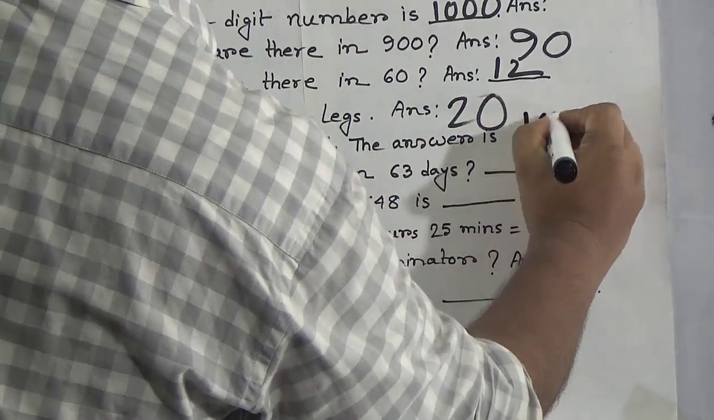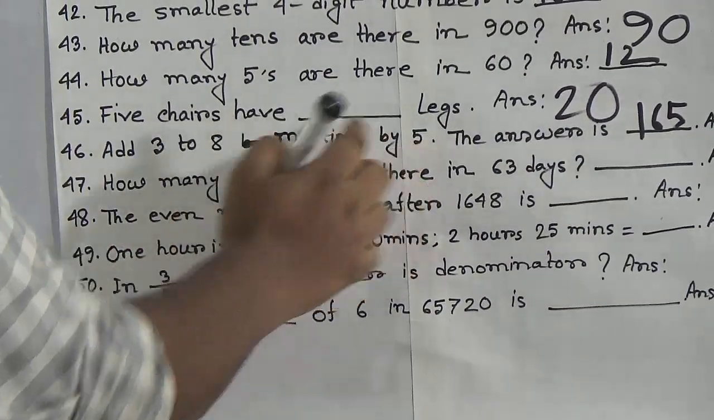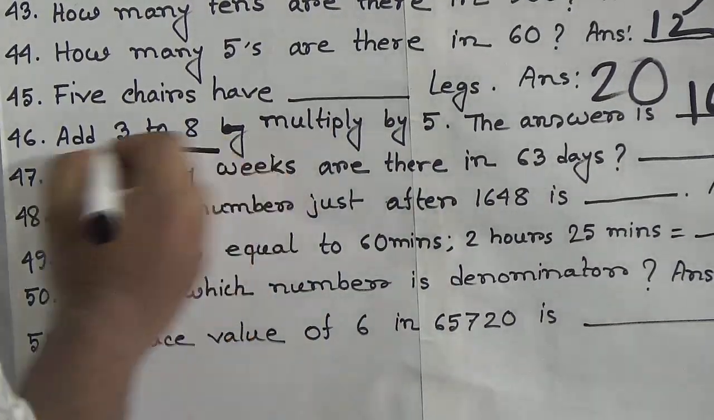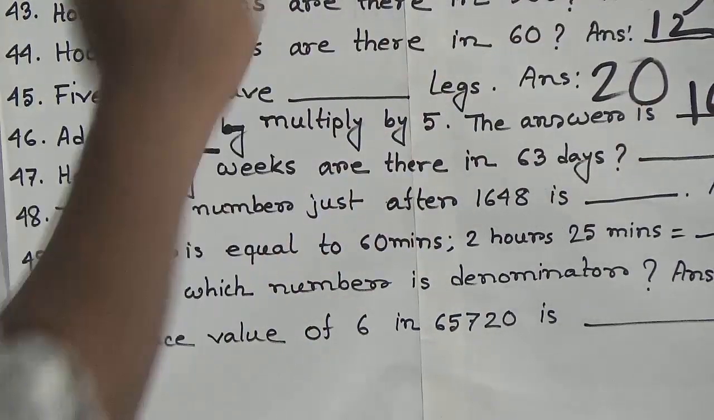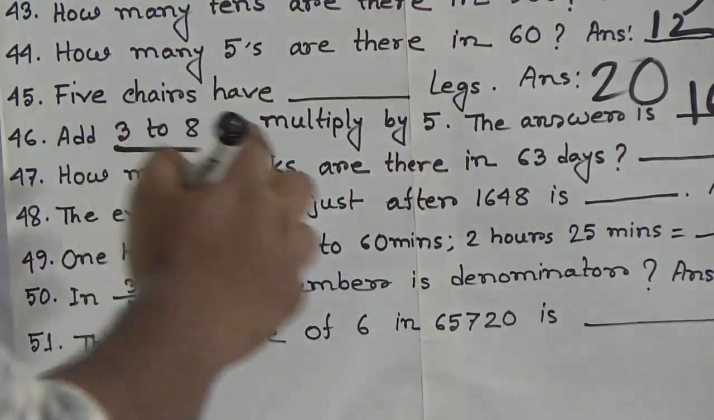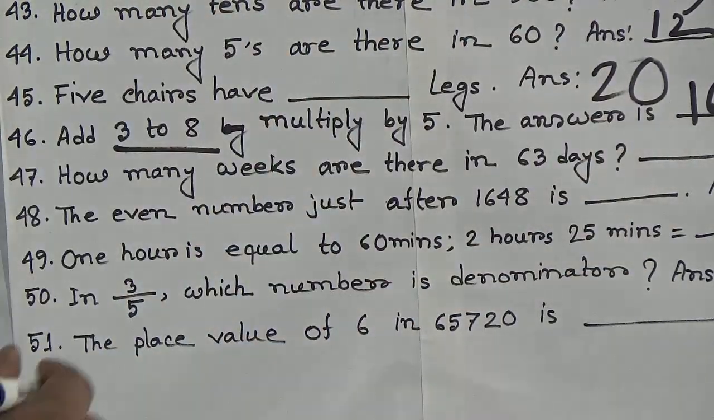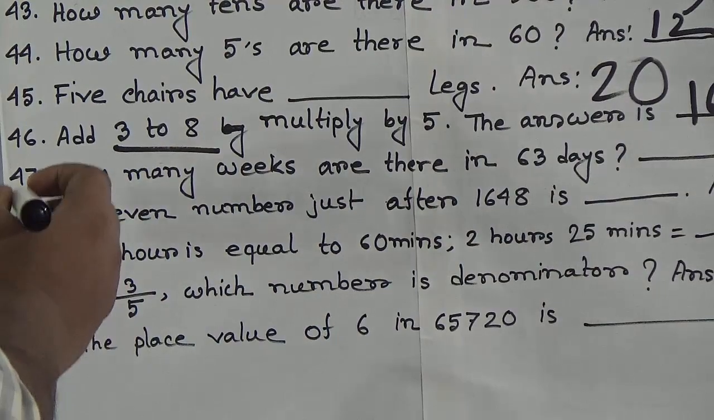I repeat this question again. Add 3 to 8 and multiply by 5. So at first you add 3 to 8, that means the whole numbers 3, 4, 5, 6, 7 and 8. Then you get 33, and this 33 is multiplied by 5 and you get the answer. That means 165.